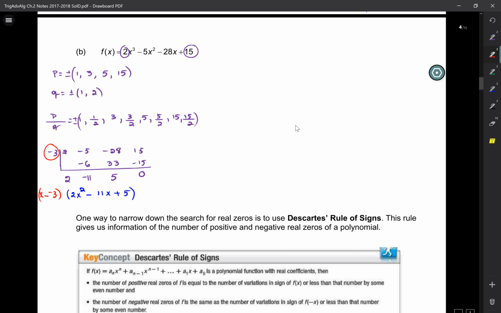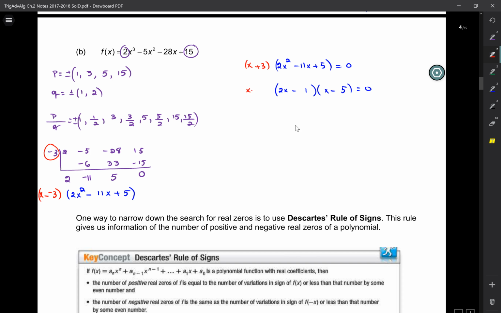Okay. So now I'm just going to copy that over here. X minus negative 3 is x plus 3. And then I get 2x squared minus 11x plus 5. And technically, we're going to set that equal to 0 to solve it. Now, is there any way to factor that? I'm thinking there might be. Let's do 2x and x. What if we do 5 and 1? And what if we do minuses here? That does work.